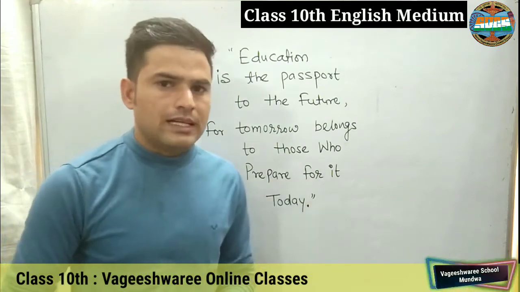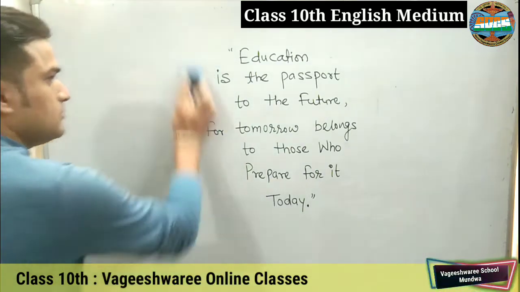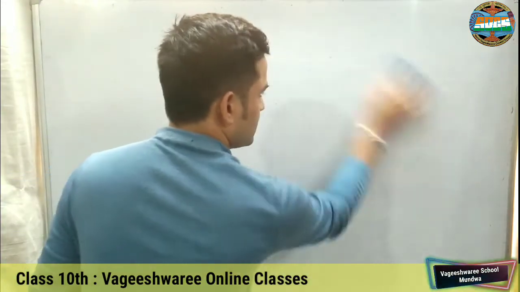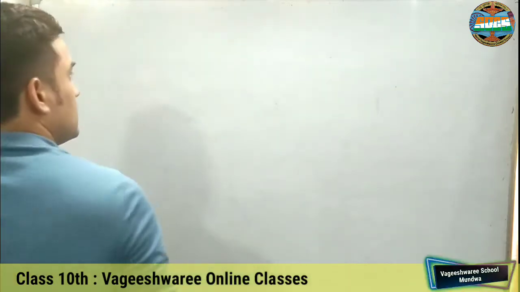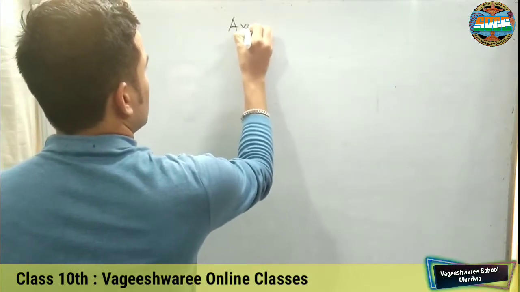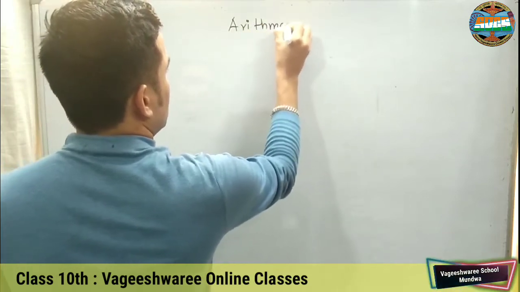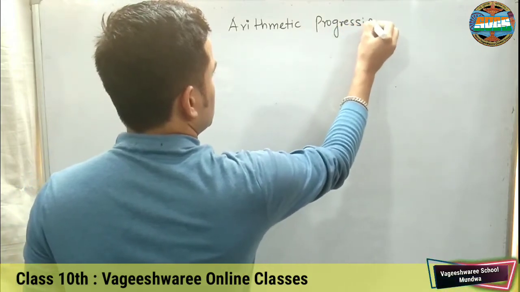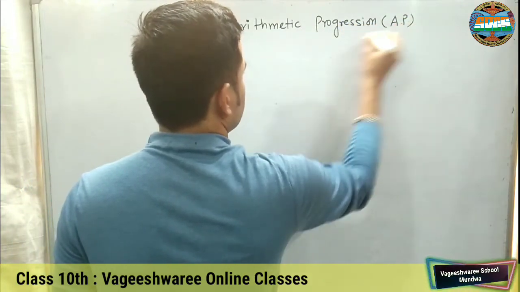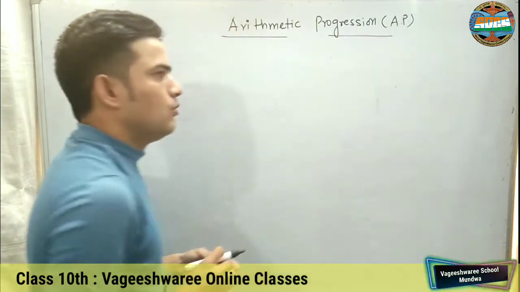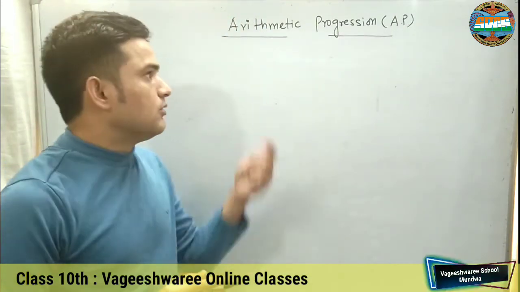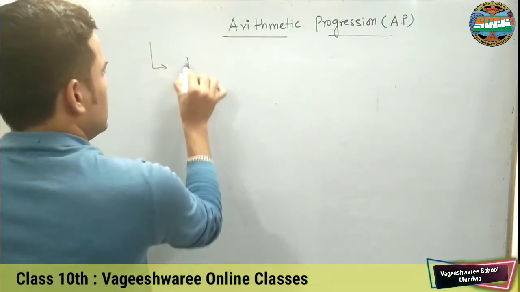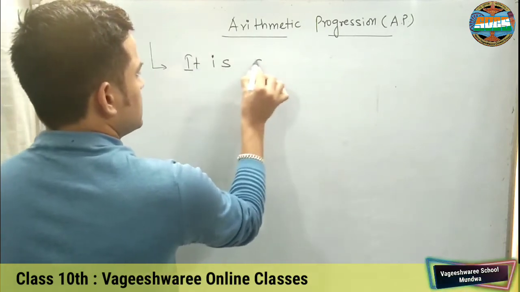So let's start the topic of class 10, AP, arithmetic progression. Arithmetic progression, short form is AP. What is AP? What is the definition of AP? The definition of AP: it is a series.